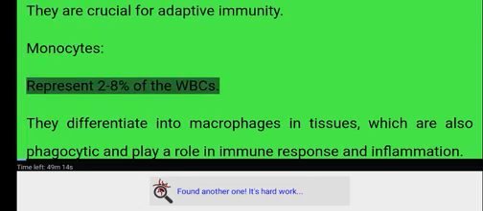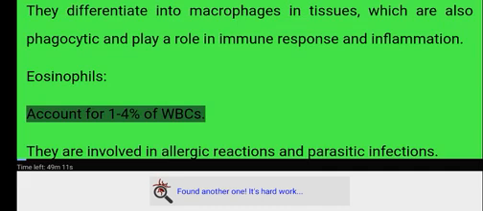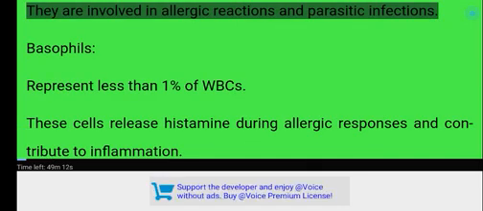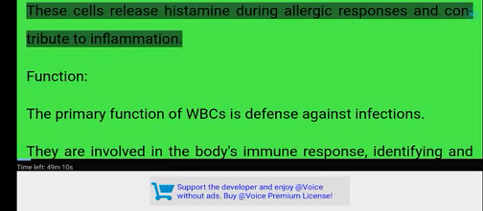Monocytes represent 2–8% of the WBCs. They differentiate into macrophages in tissues, which are also phagocytic and play a role in immune response and inflammation. Eosinophils account for 1–4% of WBCs. They are involved in allergic reactions and parasitic infections. Basophils represent less than 1% of WBCs. These cells release histamine during allergic responses and contribute to inflammation.